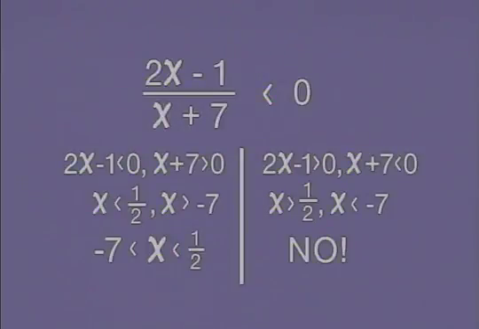As you see, you can go through the steps and you'll notice that the solution is -7 is less than x is less than a half. The other side doesn't work, so that's our final solution. You can check: -8 shouldn't work and it will not. 1 should not work, it will not. -2 should work and it will.